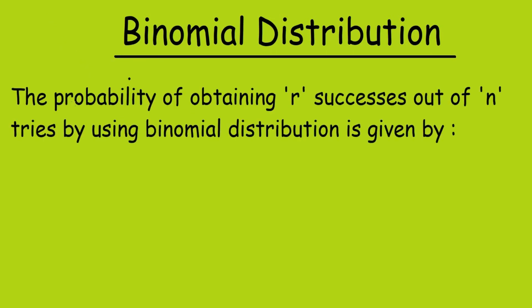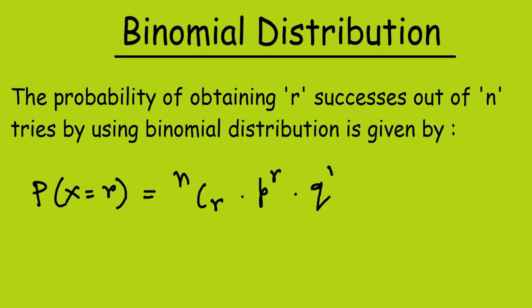The probability of obtaining r successes out of n tries by using the binomial distribution is given by P(X = r) = nCr times p to the power r times q to the power n minus r. So what does this mean? The probability of obtaining r successes out of n tries is given by this equation.